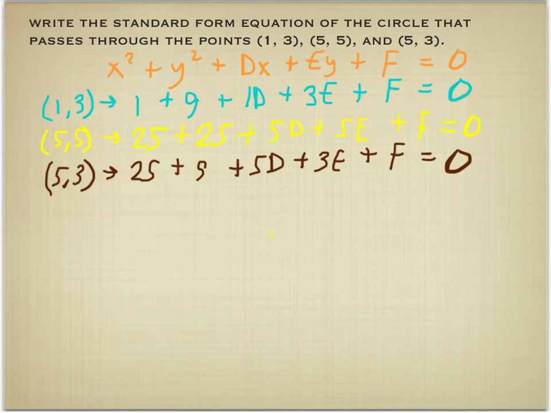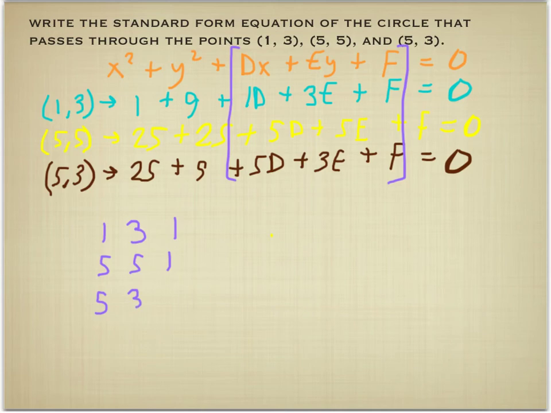Again, I'm just looking at my coefficients. So essentially I'm looking at this for now. And so it's going to be 1, 3, 1. Again, looking at those coefficients there. And 5, 5, 1. And 5, 3, 1. That's my coefficients.